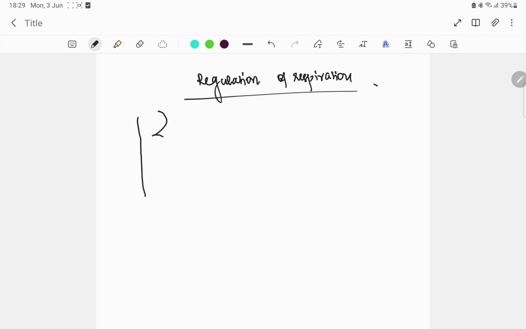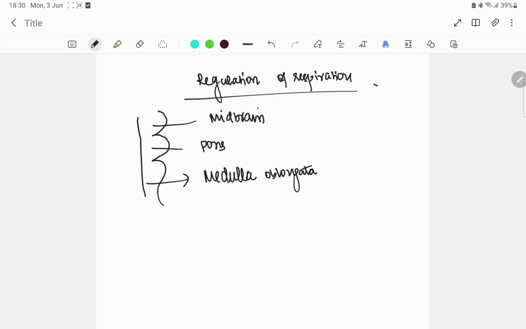There are three parts of the brain stem. The first part is the midbrain, present in the middle. Below that is the pons, and the lowermost part of the brain is the medulla oblongata. Simply, we will call it medulla. So these are the three parts of the brain stem.